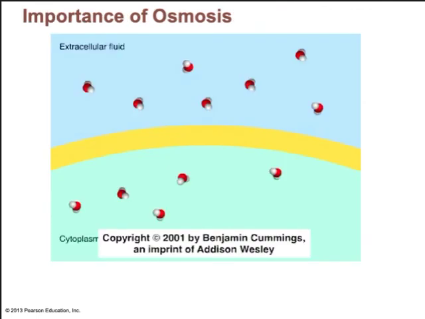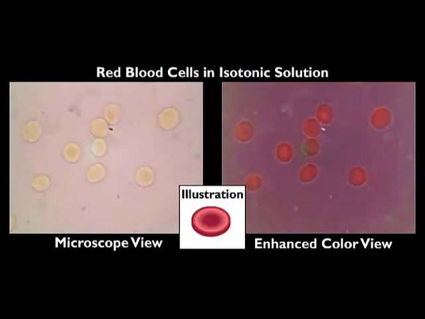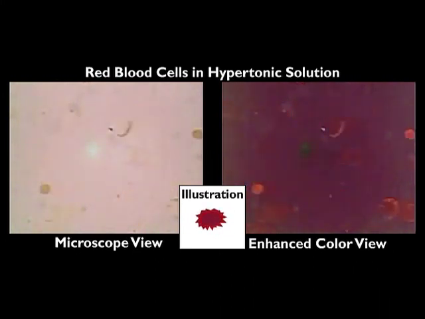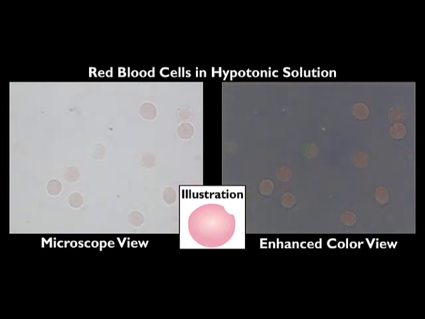Let's take a look at osmosis. The image on the left is human erythrocytes, or red blood cells. The image on the right is enhanced with filters. These living cells are in isotonic solution. Note the lozenge shape. Now the solution has been changed to have a high salt concentration. It is hypertonic. The red blood cells shrivel and become crenated. Finally, the solution has been changed to plain water. The cells swell and burst, leaving empty membranes behind. This phenomenon is called hemolysis.